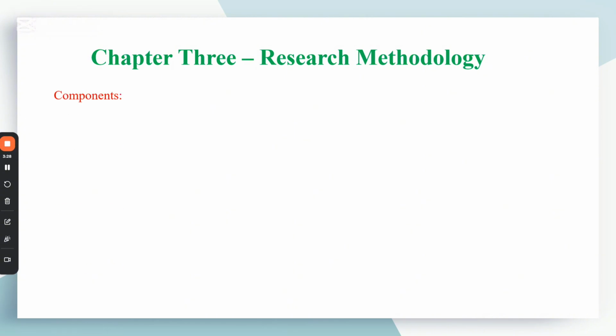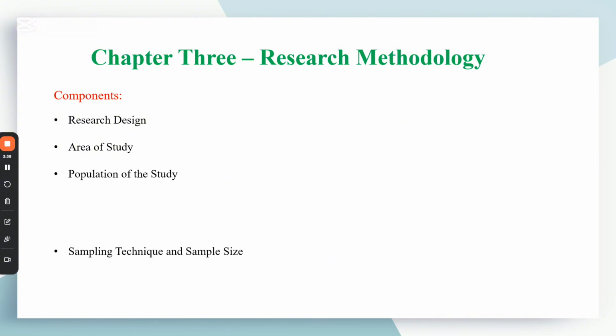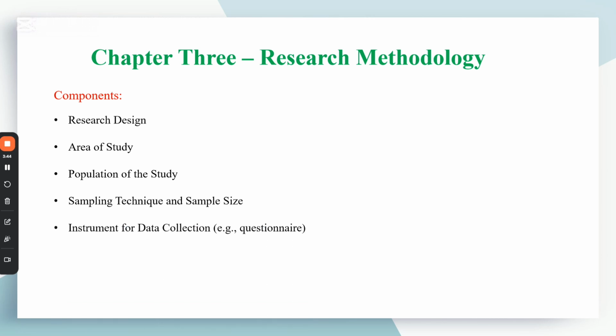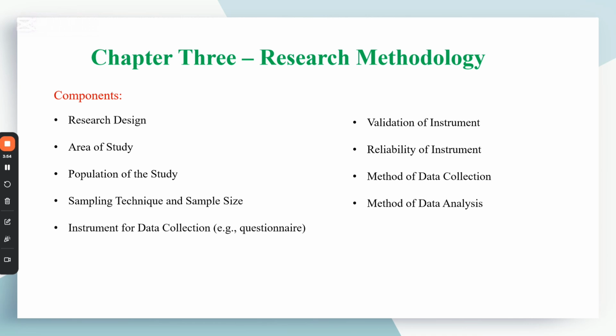Now your research methodology will have the following components: your research design, area of study, population of the study, sampling technique and sample size, instruments for data collection, validation of the instruments, reliability of the instrument, method of data collection, method of data analysis. These are all. However, ethical consideration is included, but it's optional.